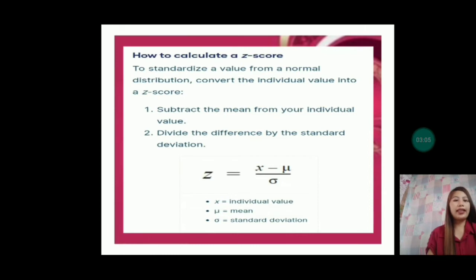How to calculate a Z-score? To standardize a value from a normal distribution, convert the individual value into a Z-score. First, we subtract the mean from the individual value, and second, divide the difference by the standard deviation. So, this is the formula for computing our Z-score, where X is our individual value, followed by the symbol of the mean and the symbol of the standard deviation.